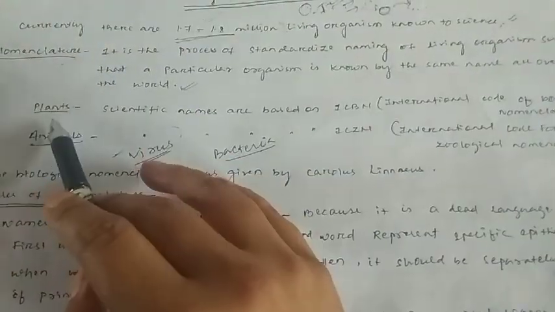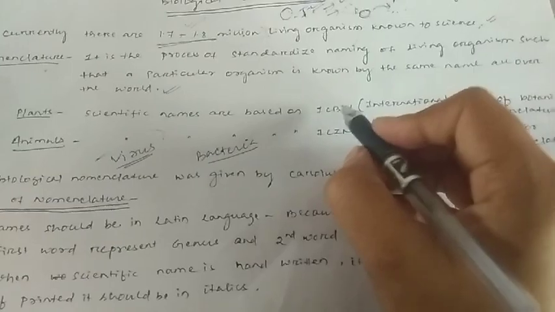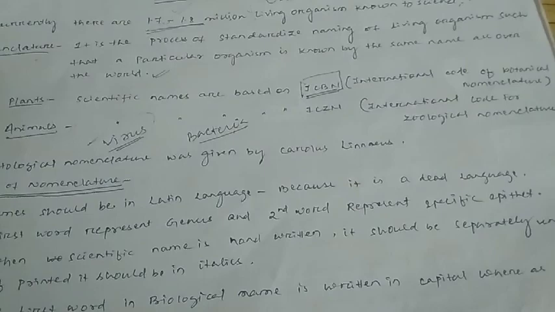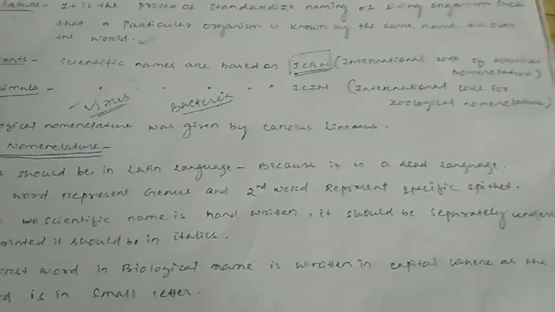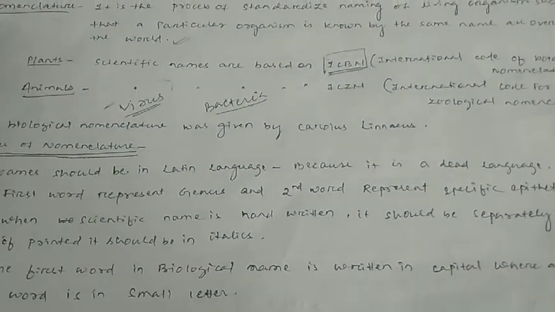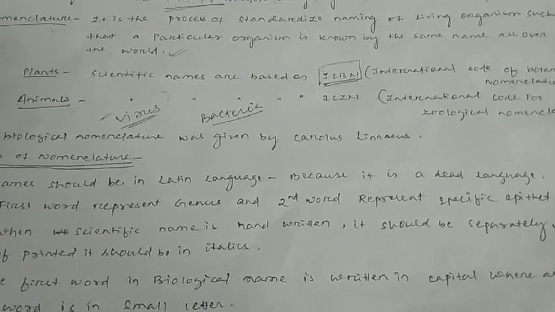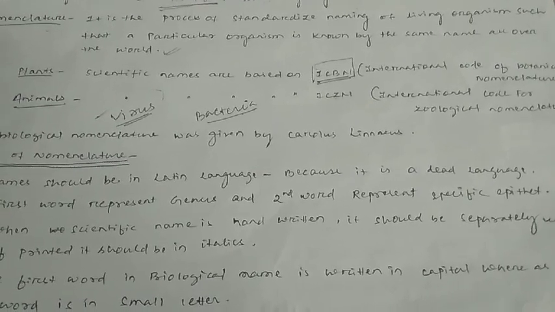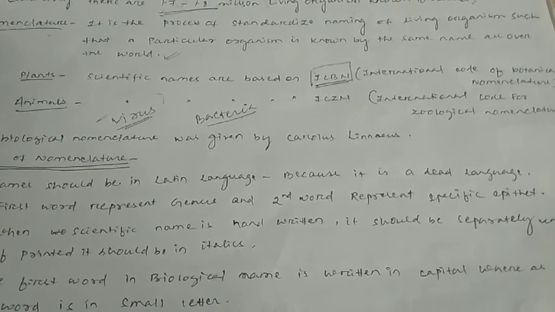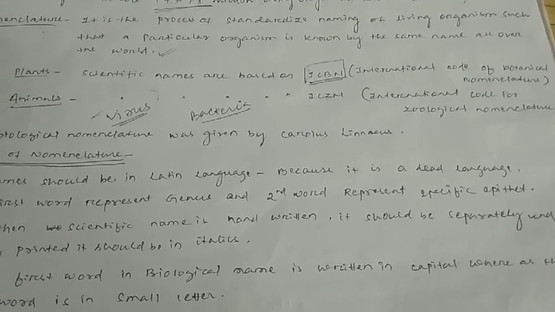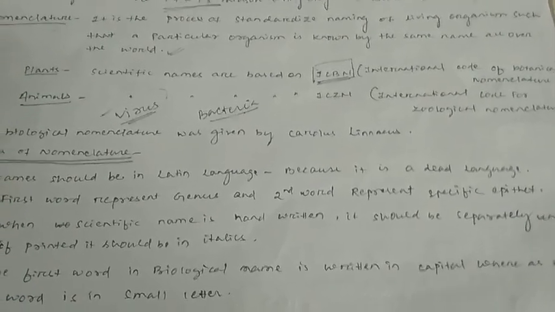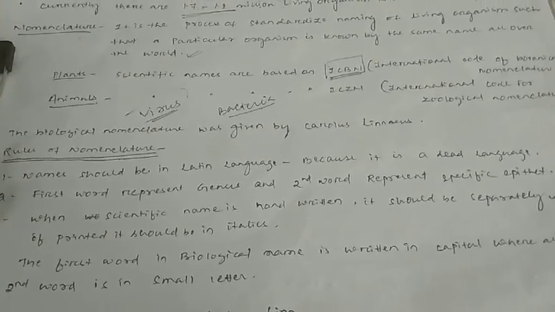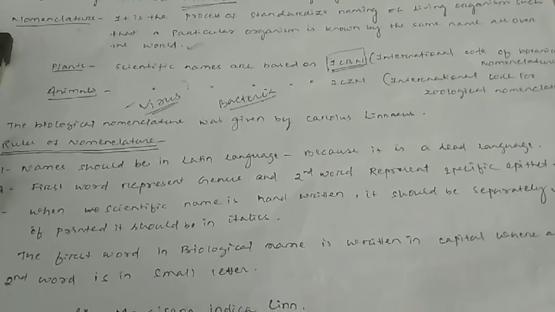There are various bodies. For plants, the nomenclature is based on the rules given by ICBN. What is ICBN? It is the International Code for Botanical Nomenclature, and whatever name is given to a plant should be approved by this ICBN. Like this, for animals, the names are based on the ICZN, the International Code for Zoological Nomenclature. And biological nomenclature was for the first time given by Carolus Linnaeus. You must have known about this scientist, right?